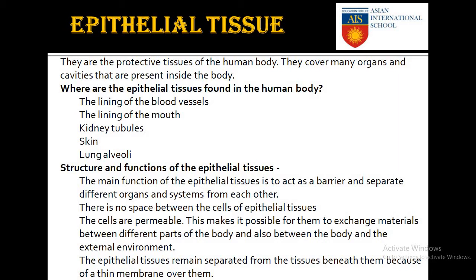That is why it is possible for them to exchange materials between different parts of the body, and also between the body and the external environment. Like we exchange gases, we excrete sweat. This is why the cells are permeable. It facilitates the exchange of gases, excretion of sweat and so on.